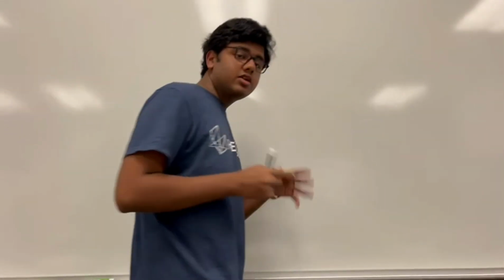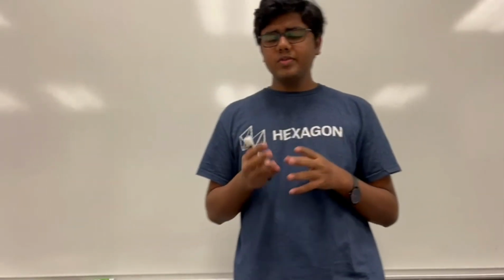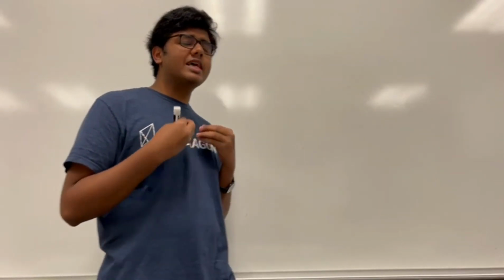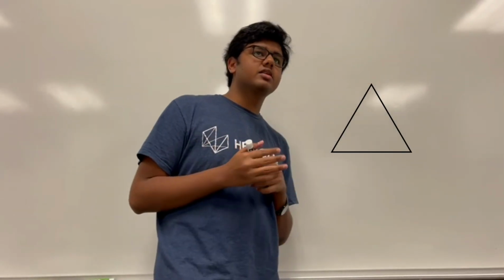Okay, to start off with, triangles. What do we mean by the word triangle? We have heard of trio, right? A trio means a group of three. So tri means three, and a triangle hence is any shape which has three sides in it.